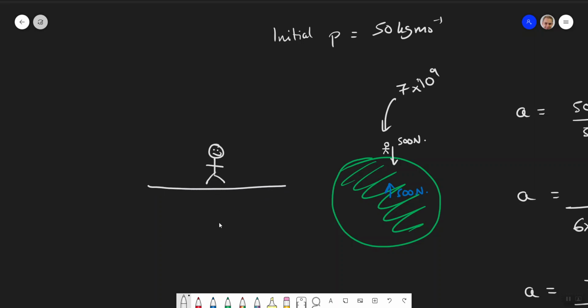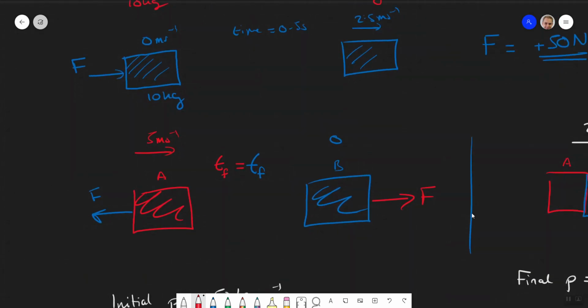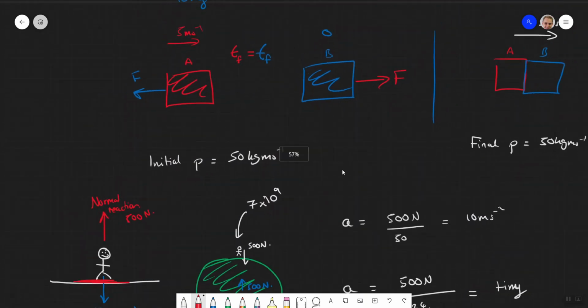So if you've got a person sitting, and they've got the force of gravity, which is 500 newtons, people often get confused with the normal reaction due to us standing on the Earth. So it's the Earth pushing back on us with 500 newtons, and people say, oh, well, those two are the same force, so that must be a Newton's third law pair. No, because these two forces are acting on the same object, whereas these forces must be acting on different objects. And this is how you spot a Newton's third law pair.